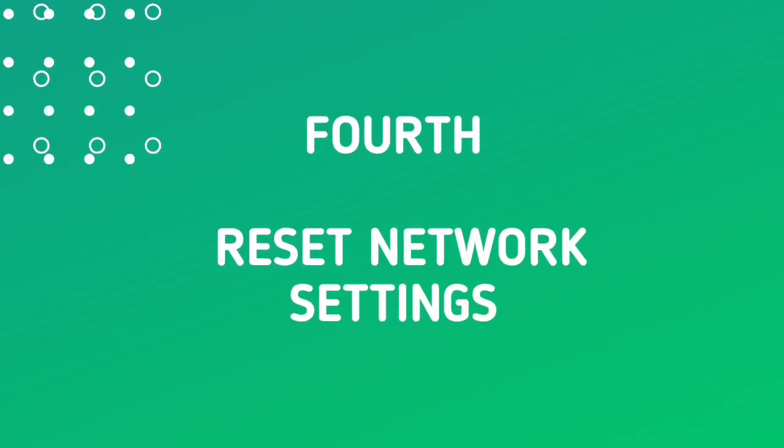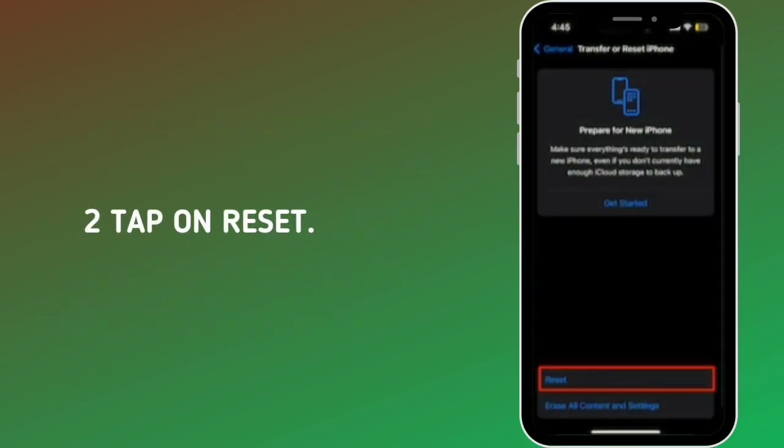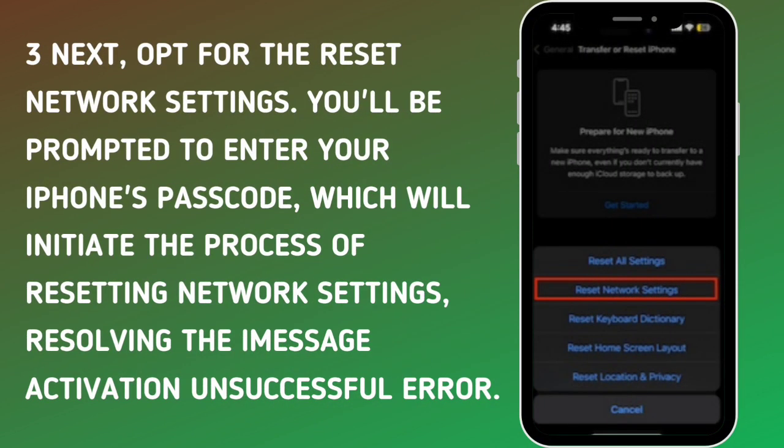4. Reset network settings. 1. Access the Settings app, navigate to General, and scroll to the bottom to select the Transfer or Reset iPhone option. 2. Tap on Reset. 3. Next, opt for the Reset network settings. You'll be prompted to enter your iPhone's passcode, which will initiate the process of resetting network settings, resolving the iMessage activation unsuccessful error.